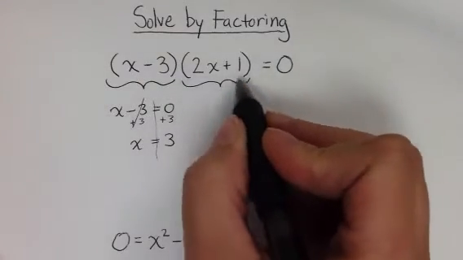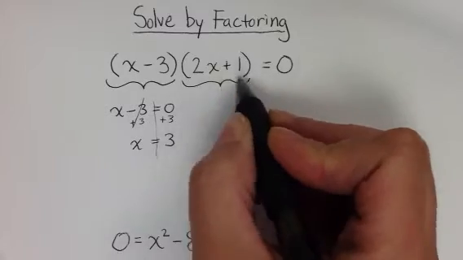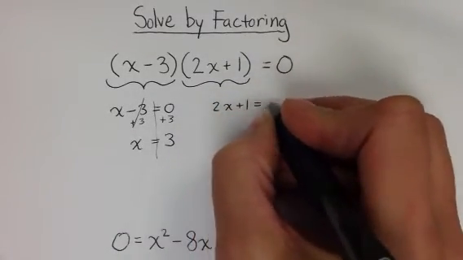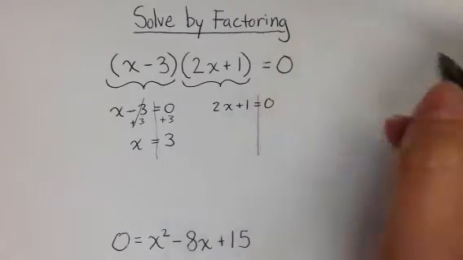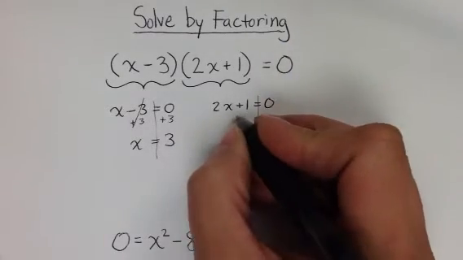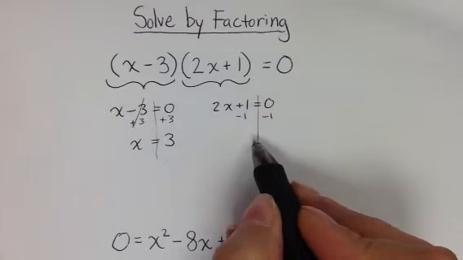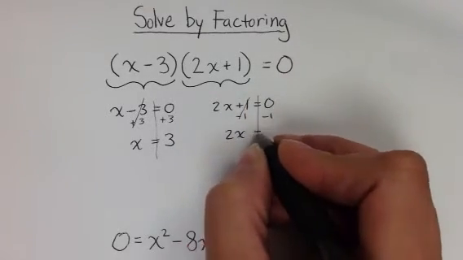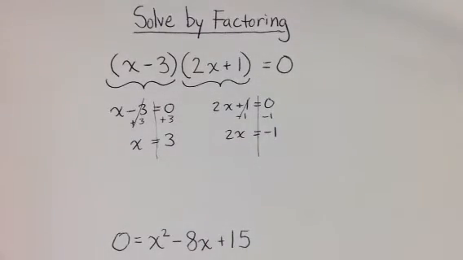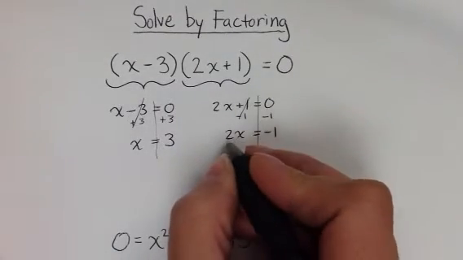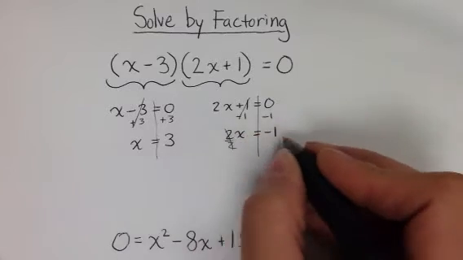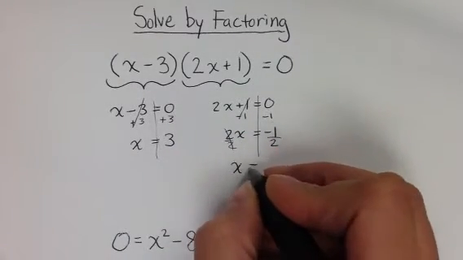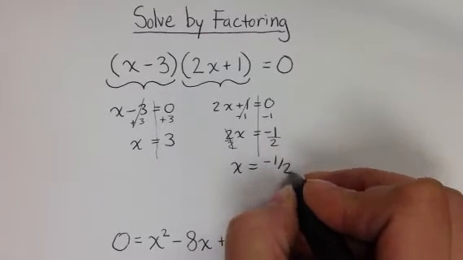Well, what if this one, this factor, what if that one was 0? So I'm going to set this equal to 0. And I'm going to solve. Okay, I have to get the 1 over first. I'm using the subtraction property of equality. Those cancel out. I have 2x equals negative 1. And now I need to get rid of the coefficient. I'm going to divide. I'm using the division property of equality. And I get x equals negative 1/2.